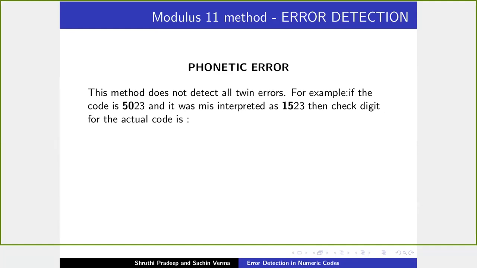So coming on to phonetic error, that's the last error that I had discussed. This method does not detect all phonetic errors. For example, if your code is 5023 and it was misinterpreted as 1523. So again, I have taken care of the positions in such a way that 4 into 0, so I'll just explain you here. 4 into 0 is 0, so I'm multiplying the position with the number, and 5 into 5 is 25.